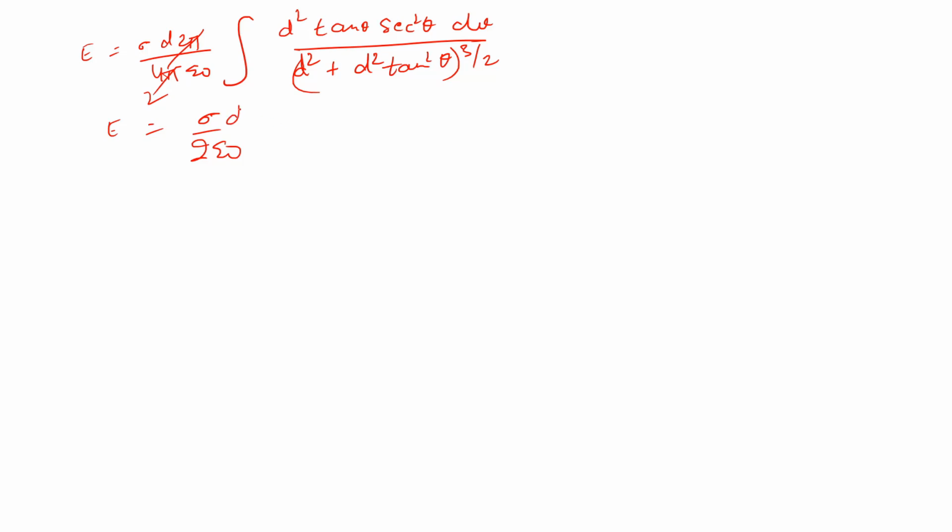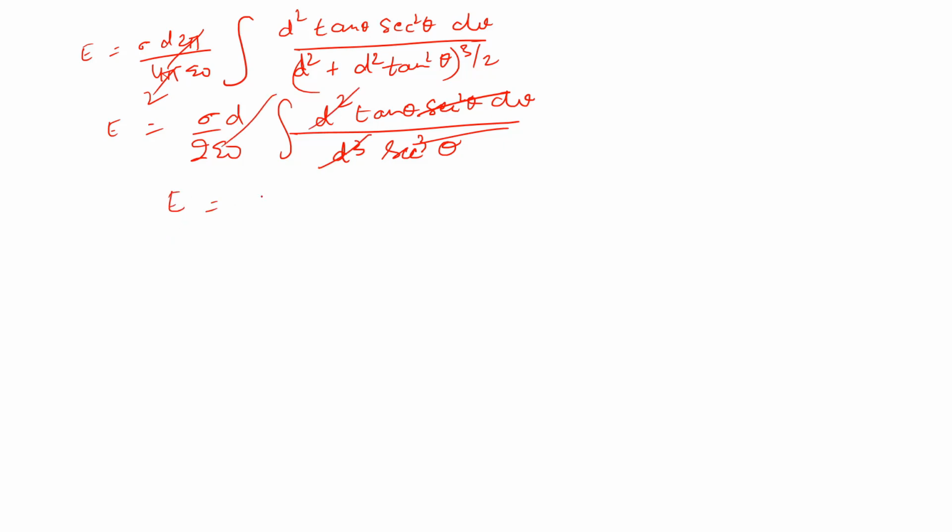Now d is here. d square tan theta sec square theta d theta. This will be dq. 1 plus tan square theta is sec square theta. Square square will cancel and it is sec cube theta. This sec square will cancel with this sec cube theta. This will also get cancelled. So E is equal to sigma upon 2 epsilon naught tan theta upon sec theta d theta.